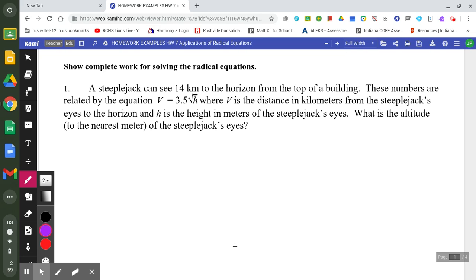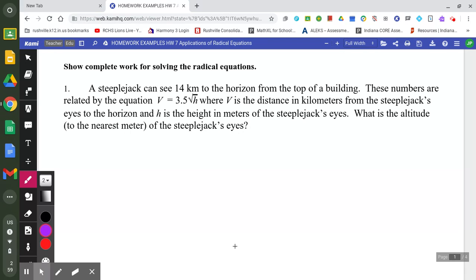Well, first of all, I did not know what a steeplejack was, so I looked it up on Google, and it is a person that goes up on the roofs and works on steeples of a church or chimneys or something like that.